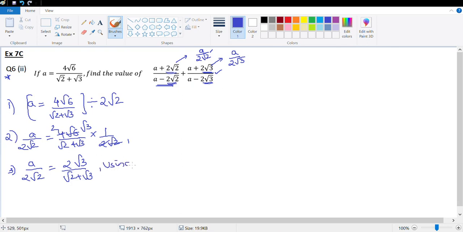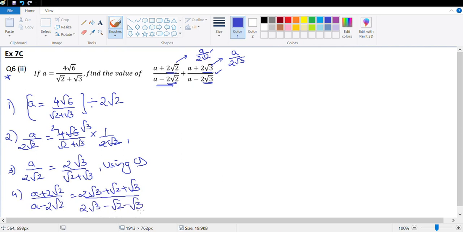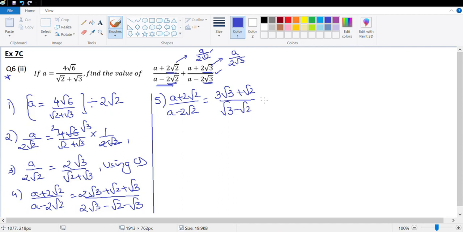So using componendo and dividendo, we get A plus 2 root 2 upon A minus 2 root 2 is equal to 2 root 3 plus root 2 plus root 3 divided by 2 root 3 minus root 2 minus root 3. Let's see what this gives us. This is point number 5 for us. So A plus 2 root 2 upon A minus 2 root 2 would give us 2 root 3 plus root 3. That's 3 root 3 plus root 2. In the denominator, 2 root 3 minus root 3, that is root 3 minus root 2. Let's call this equation 1.